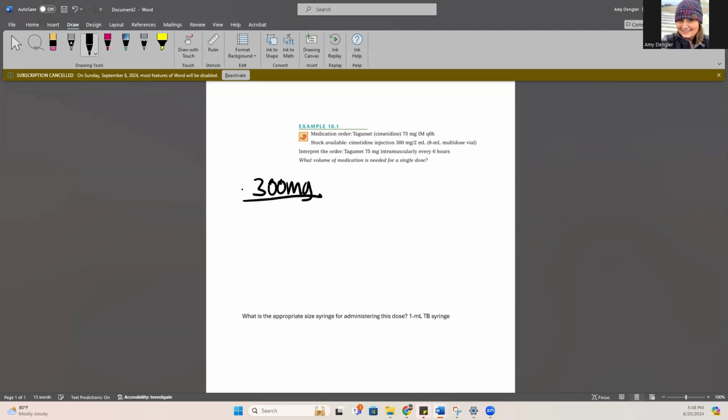300 milligrams over 2 ml. And then we want to have the same units on top as we have on the other side, and same with the bottom. So we know that our units are going to be milligrams over milliliter. And we have the order for 75 milligrams. I'm going to place that here. And we want to know how many milliliters that's going to be. That's how much we are going to draw up in the syringe for the order. So it's important to find that out.